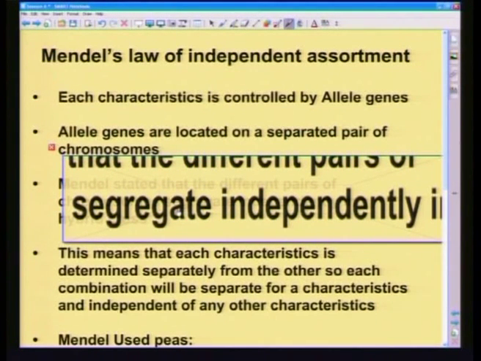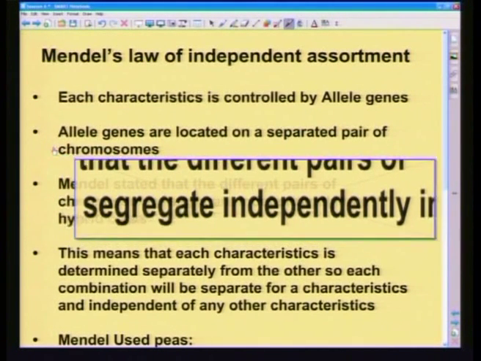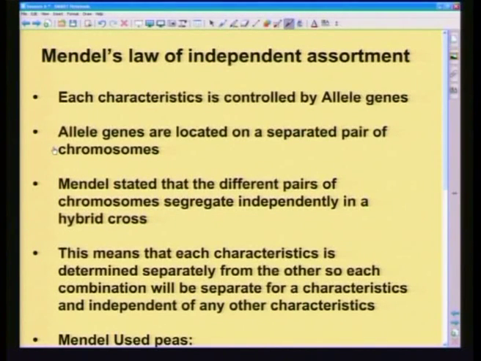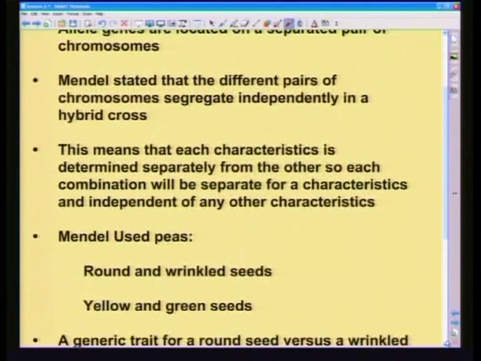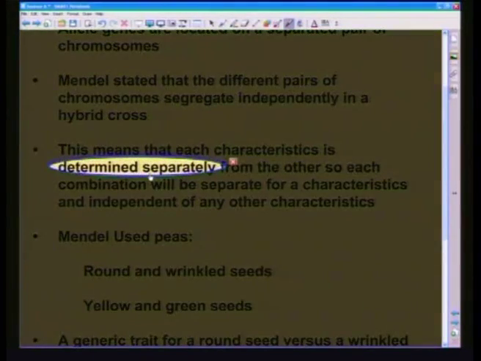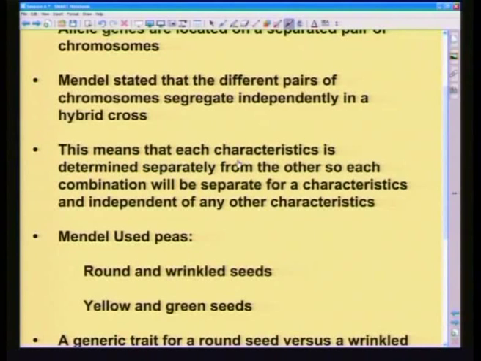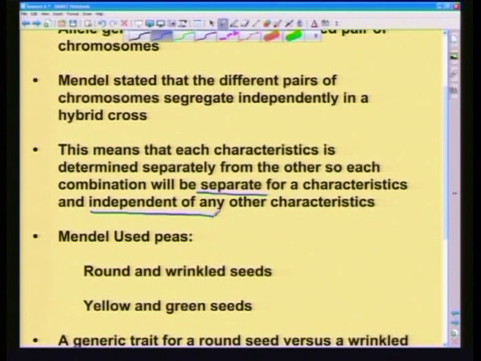They segregate independently every single time in a hybrid cross. Now, this means that each characteristic is determined separately from the others. All right. Completely separately, so that we have a combination that is separate. So here we've got the separate characteristics. They are independent of the other characteristics.